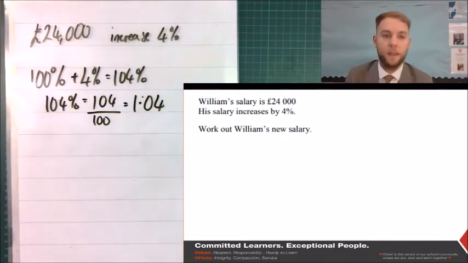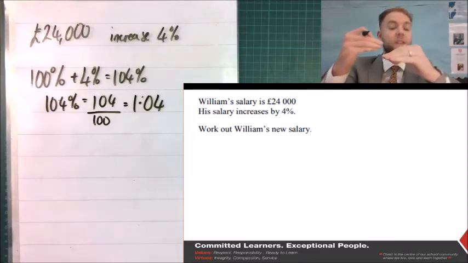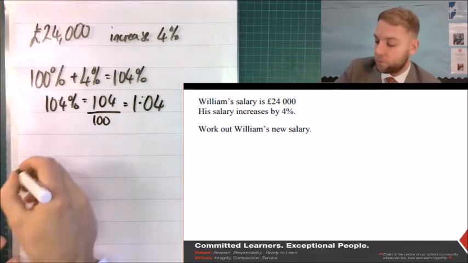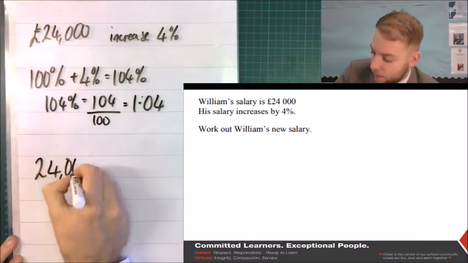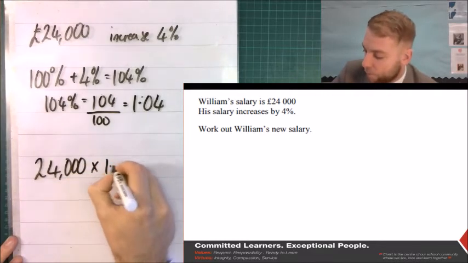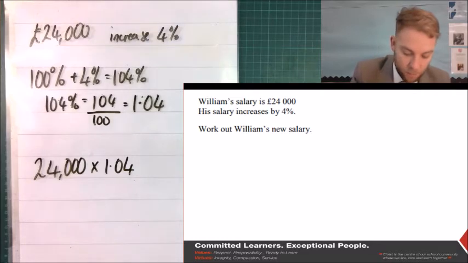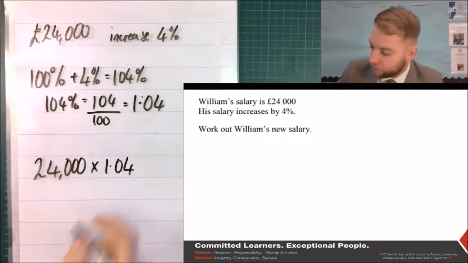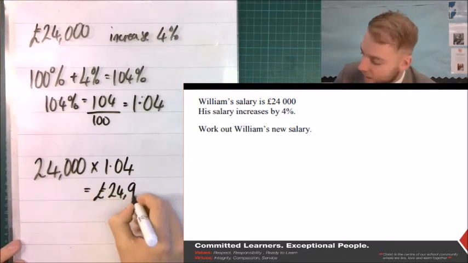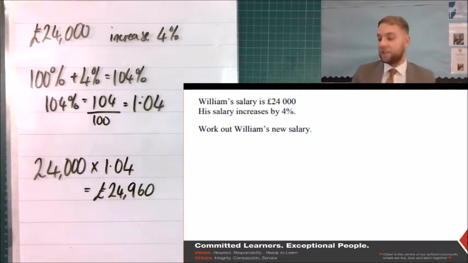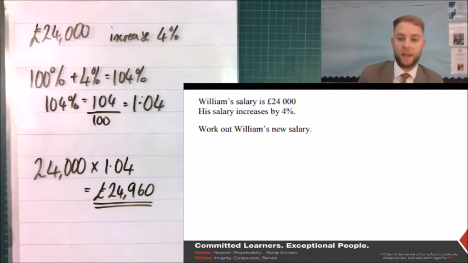which is equal to 1.04. And notice here, we're trying to work out William's new salary. So that means I've got to multiply by my multiplier. So 24,000 times by 1.04, which is equal to 24,960. So William's got an extra £960 on his salary. Brilliant. So that's that question there.